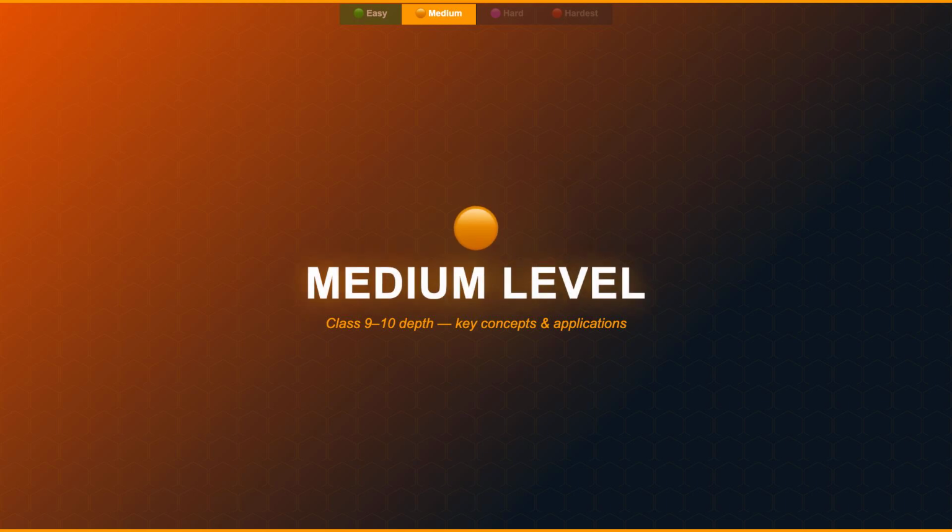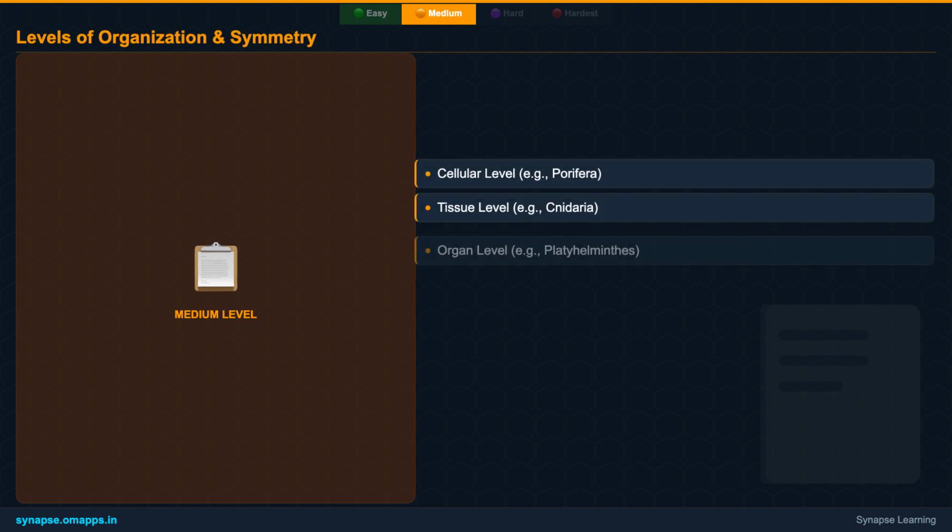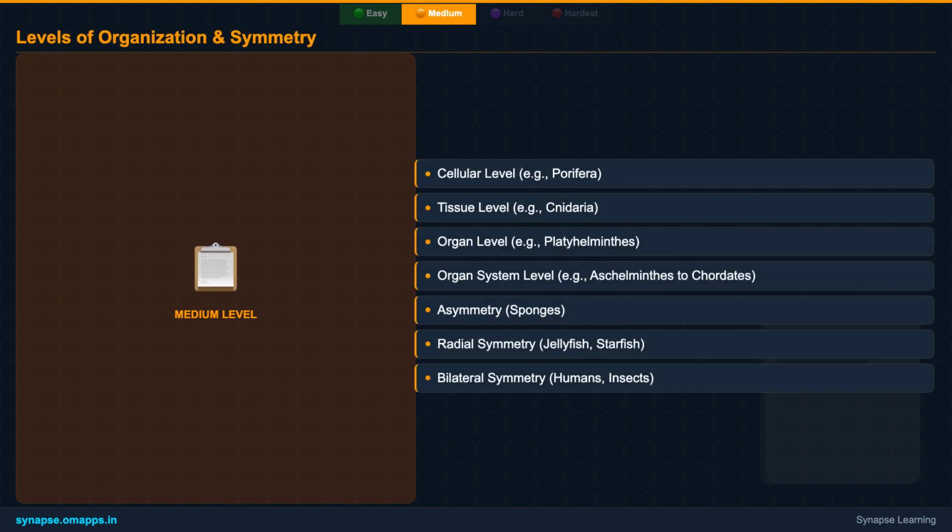Ready to go a bit deeper? Let's refine our understanding of these core animal features and their implications. In this section, we'll detail the various levels of organization. From the cellular level seen in sponges, where cells work as loose aggregates, to the tissue level of cnidarians, where similar cells form tissues. Then, we progress to the organ level, like in flatworms, where tissues form distinct organs.